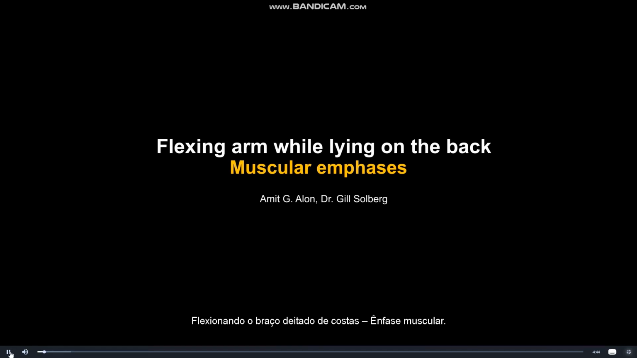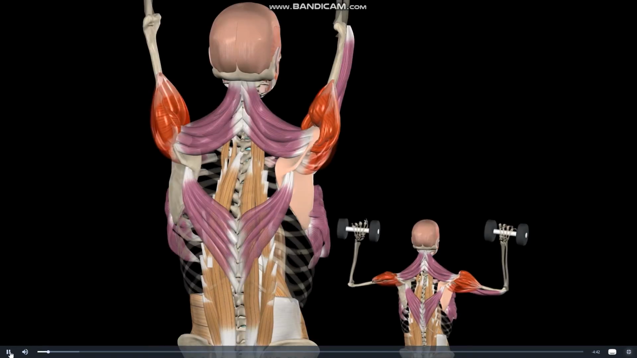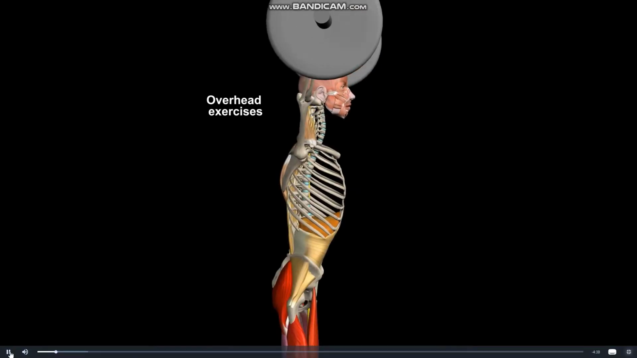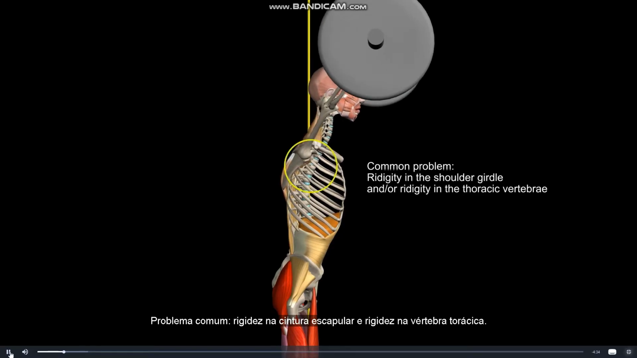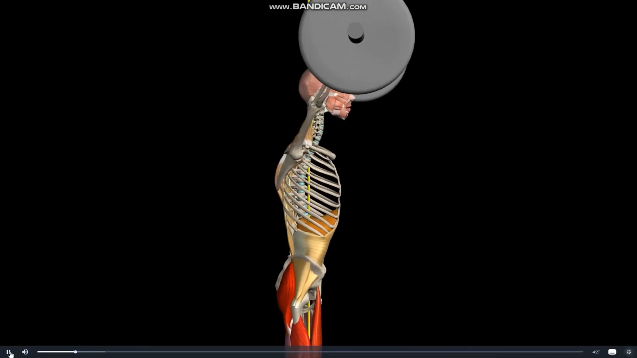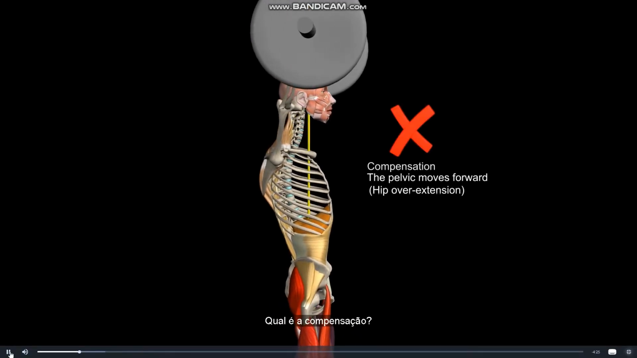Muscular emphasis. Overhead exercises. Common problem: rigidity in the shoulder girdle and/or rigidity in the thoracic vertebrae. What is the compensation? The pelvis moves forward, hip overextension.